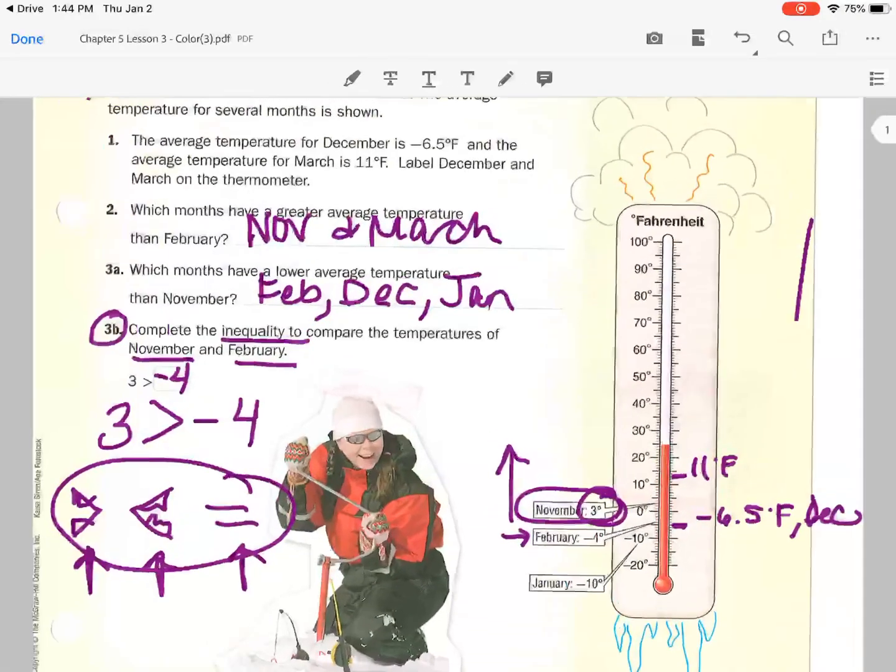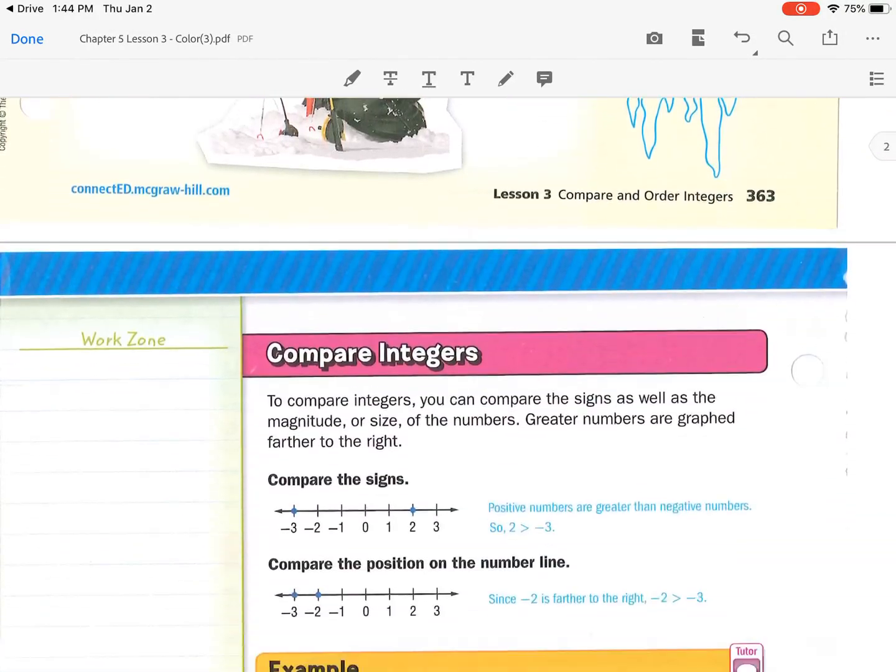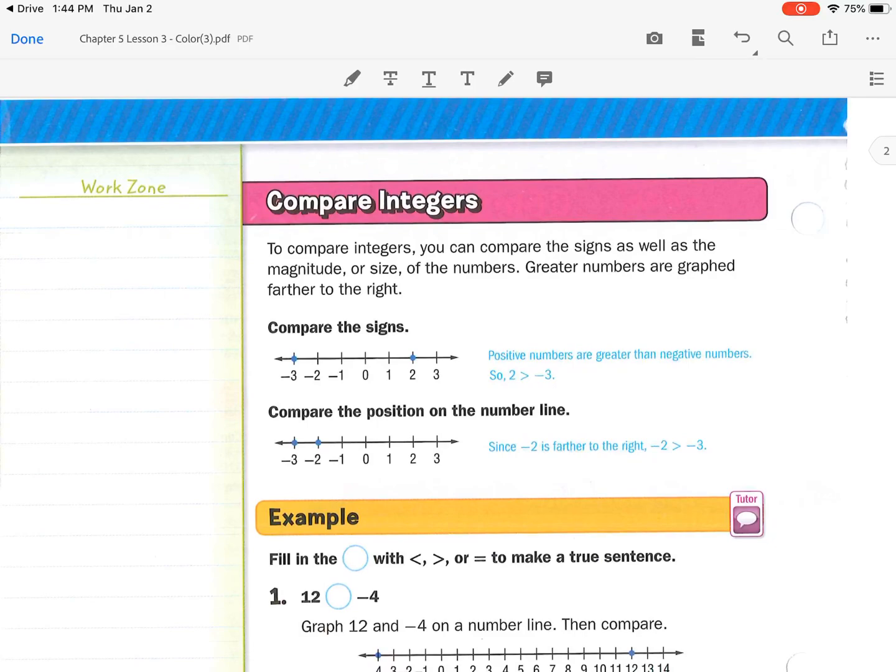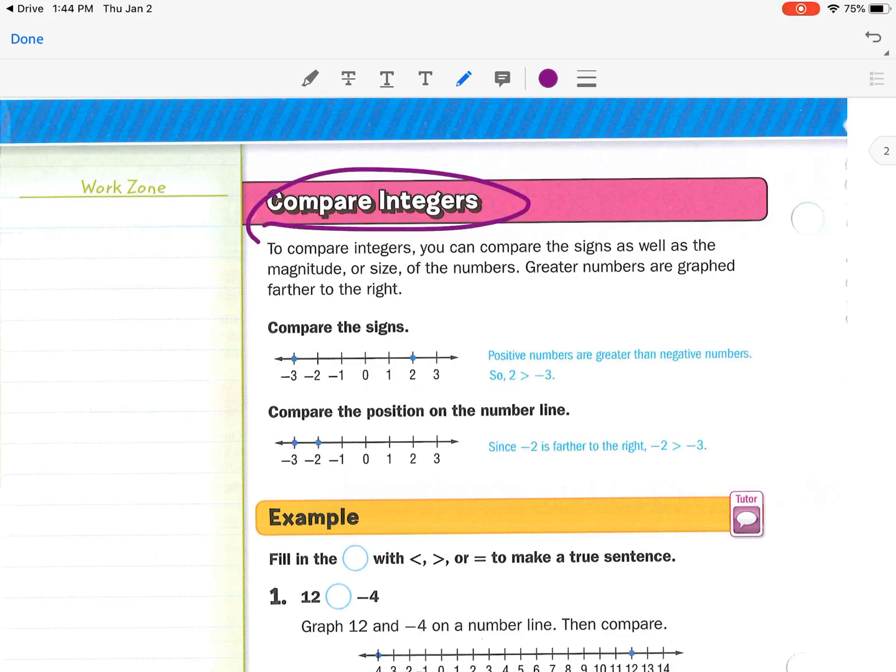Okay? So what we're going to do is we're going to work on comparing and ordering integers. And by doing so, we are going to be using those greater than, less than, or equal to signs. So the first thing we want to do when we are comparing integers is we want to compare the signs. So we want to make sure that we're looking to see if the numbers are positive or negative. Okay, so that's the first thing we're always going to look at.